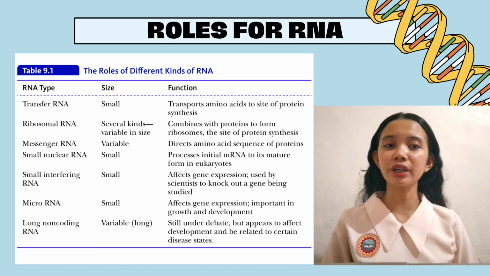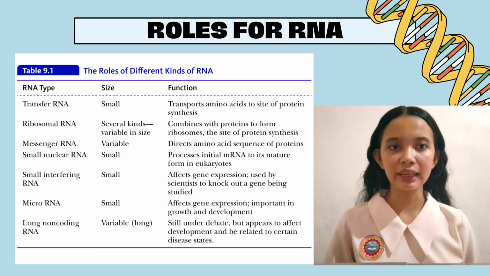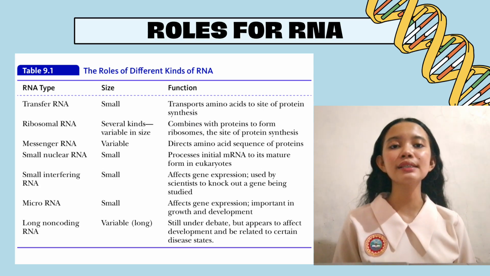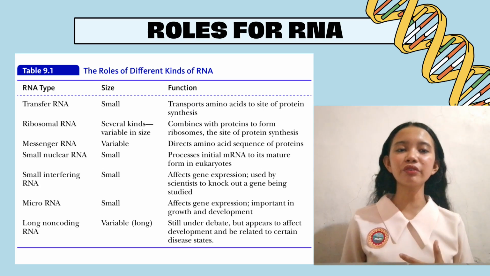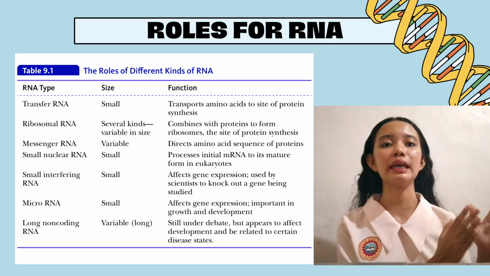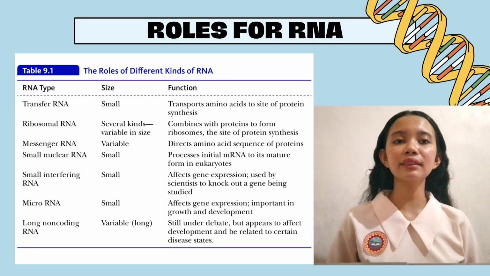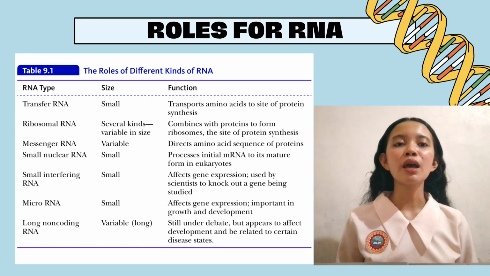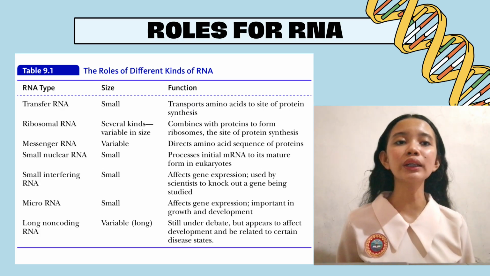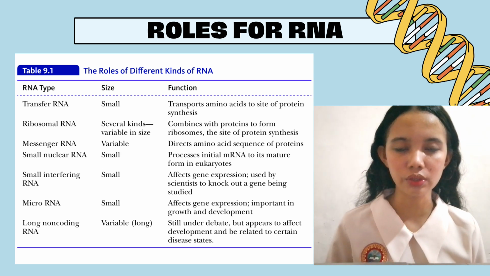Third is messenger RNA or mRNA. Messenger RNA is a variable-sized, single-stranded RNA that carries genetic information copied from DNA. It serves as a temporary template that determines the order of amino acids in proteins. Messenger RNA is short-lived as it is only made when needed and quickly broken down after use.